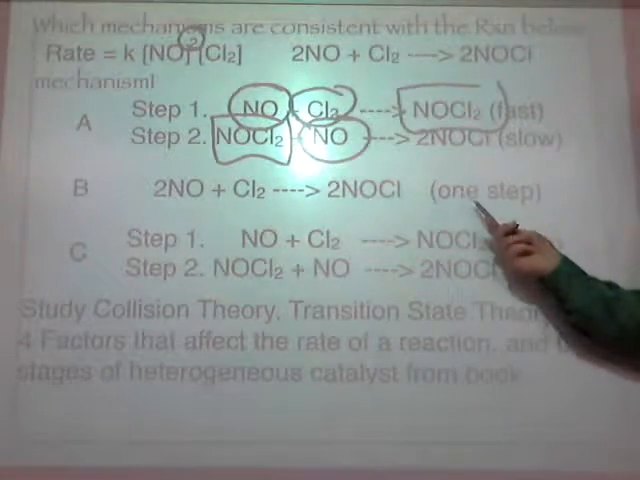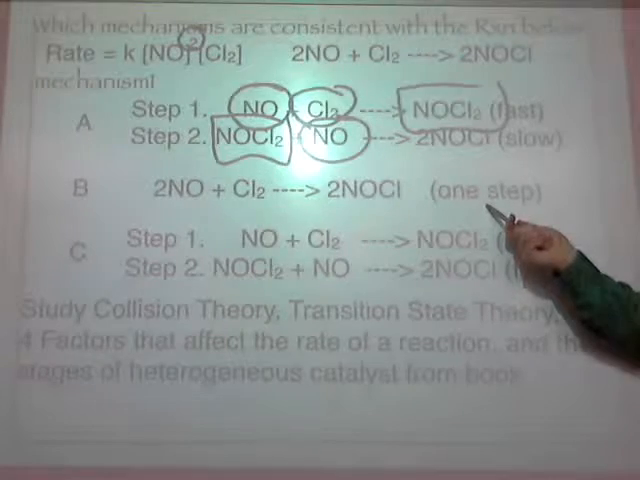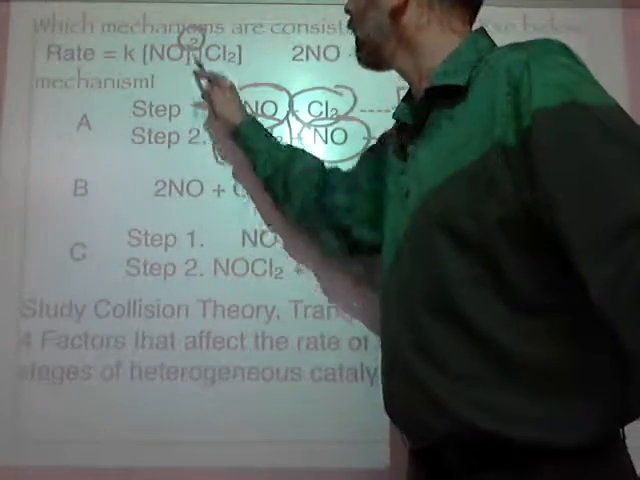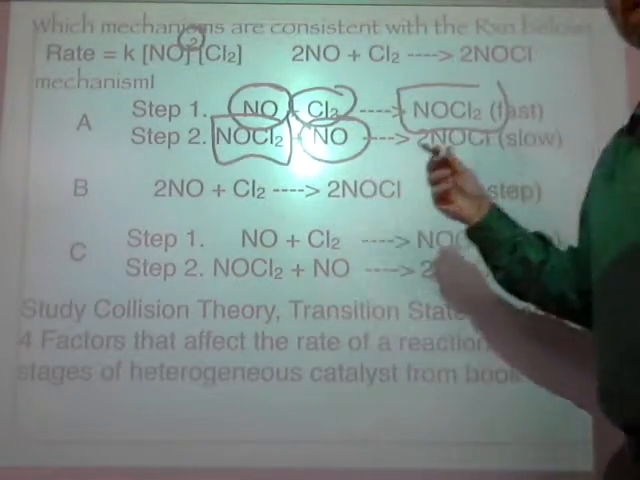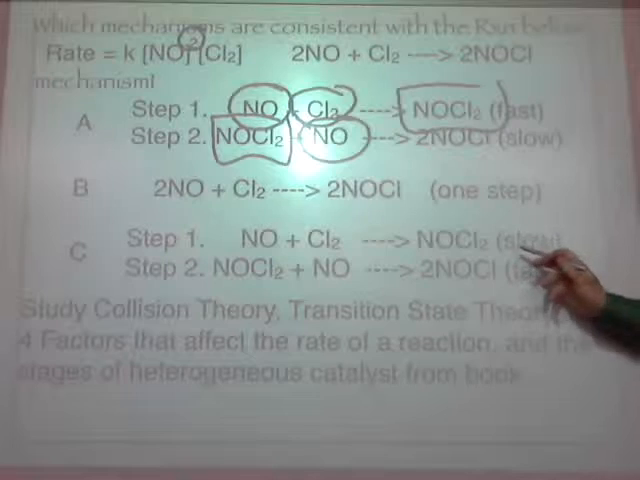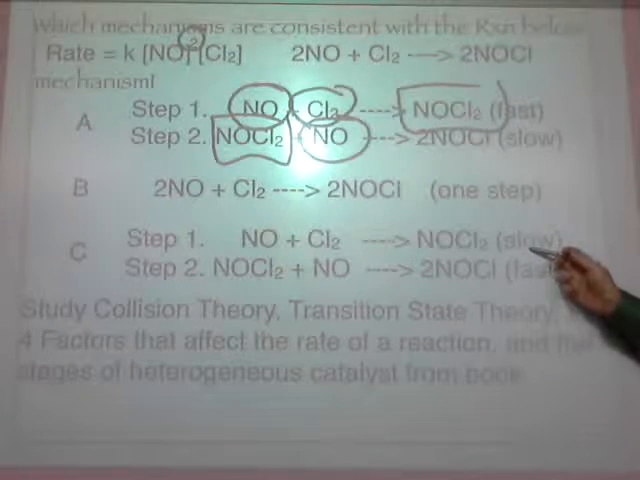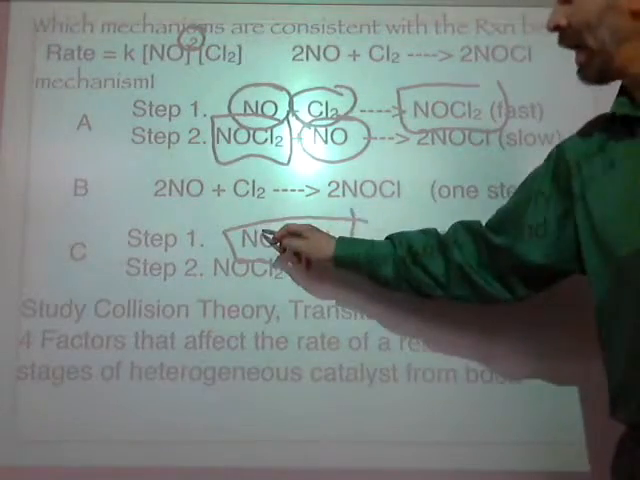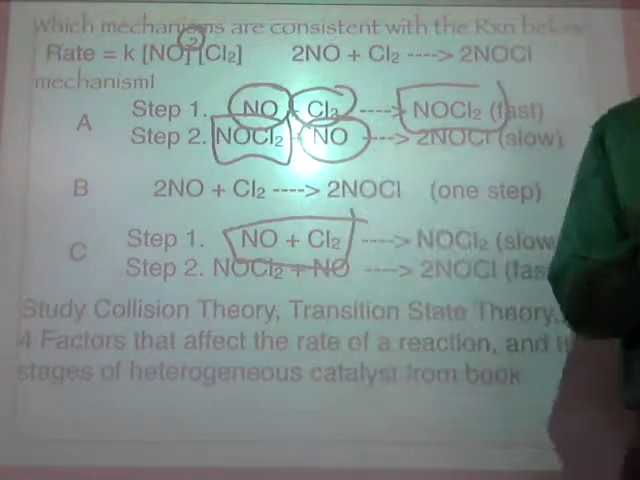How about this one? Does that make sense? Is that consistent? Yes, it is. Because you're using two NOs and one Cl2 in the slow step. That determines the overall rate of the reaction. Is this consistent? Why not? Because the rate law expression for this one would have had to have NO and Cl2 to the first power. They're only used one time. See it?